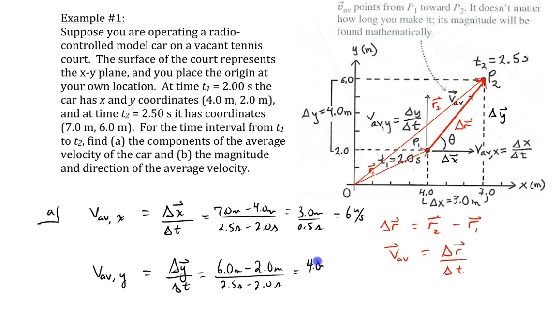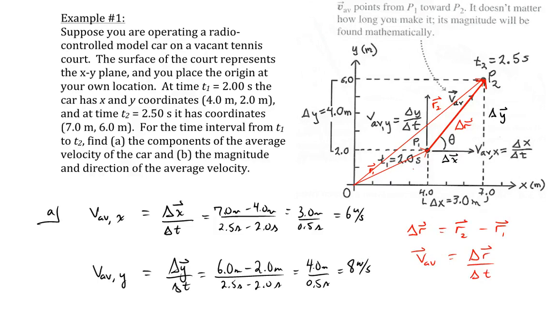And that will give you 4 meters divided by 0.5 seconds, which gives you 8 meters per second horizontally, or along the y-axis. Now that we know how fast it moves in the x direction and how fast it moves along the y direction, we then can find the resultant velocity along the position vector delta r.